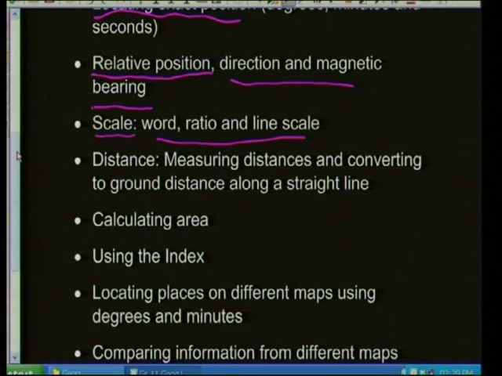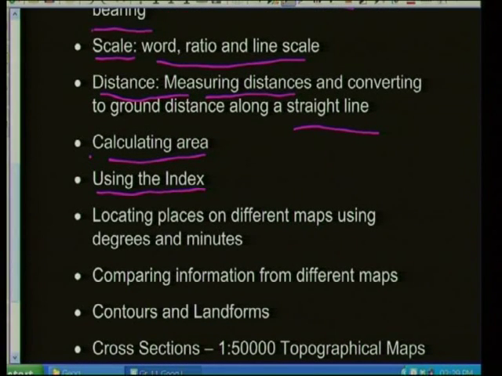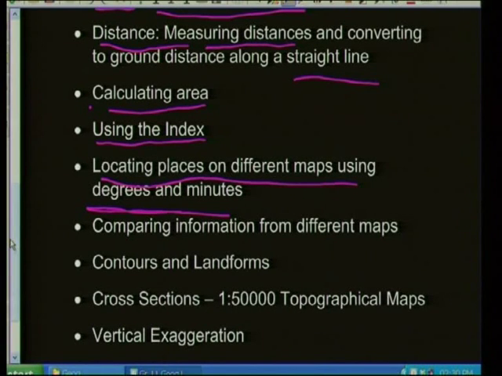We'll also be looking at distance, measuring of straight line distance. Okay. I think that's some good news for you. It gets rid of the paper method and a little piece of string, but it's nice to practice in class. Calculating of area, using of map index, locating places on different parts of the map, using degrees and minutes. Remember, there's two methods, degrees, minutes, and seconds, and degrees and minutes, and we will combine them. I'm just following this system here because that's how it is in your curriculum.